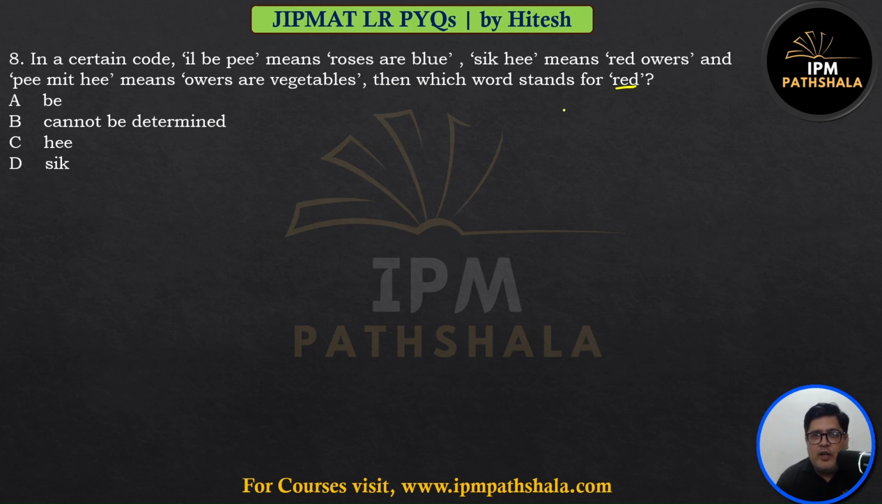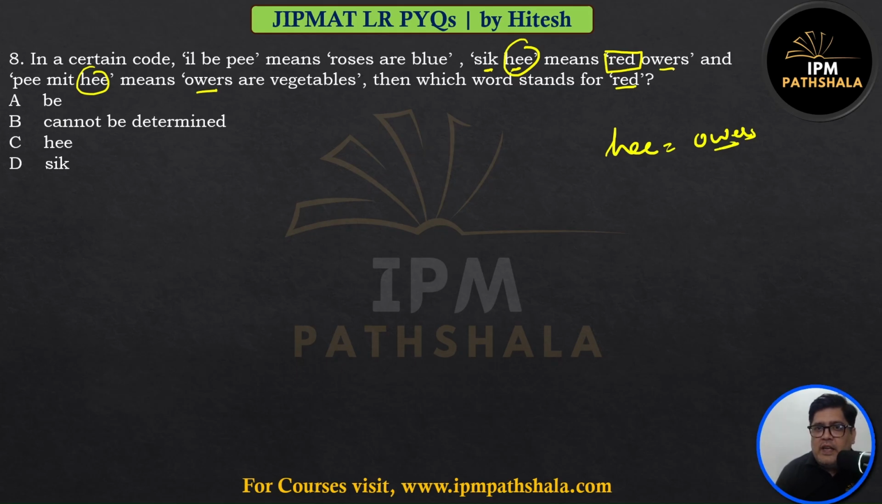Such questions we try to answer by finding common part. See, this is red. So code for red is either sick or he. Red is not available anywhere else. Do you see this he and this he is available in both? Owners is available in both. So he is owners. That means red must be sick. This is covered under the topic of coding decoding and fairly straightforward.